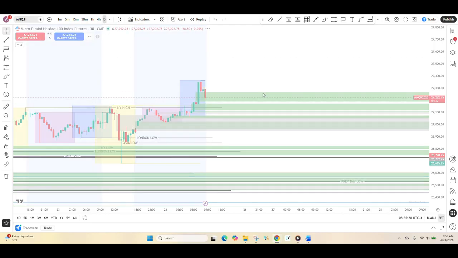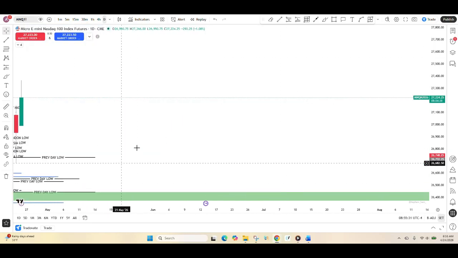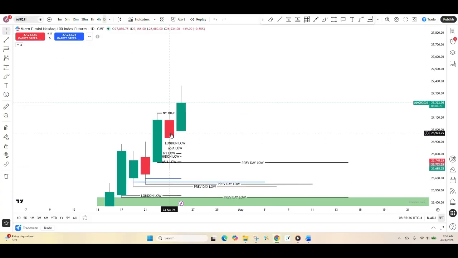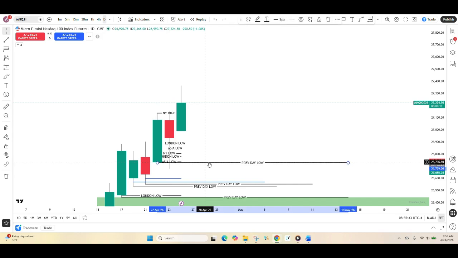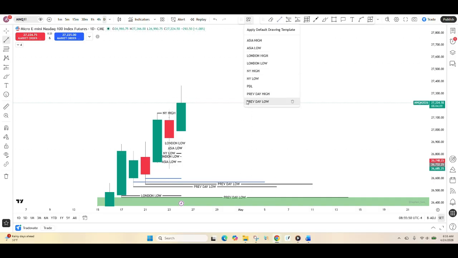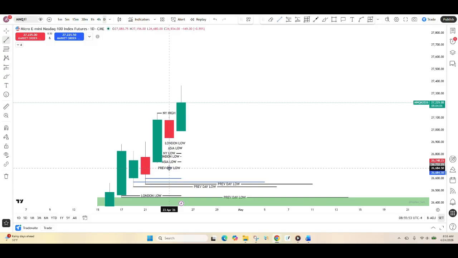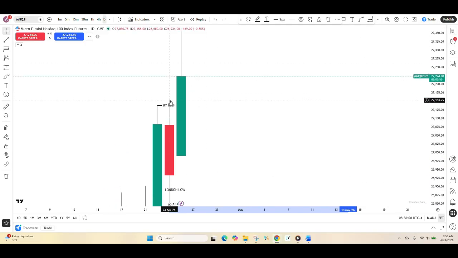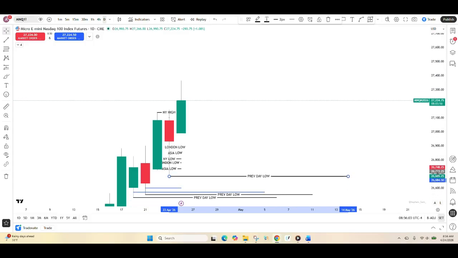Okay, starting out on the daily. Previous day, the prior previous day low was taken out, so I removed that. And I can mark out yesterday's low. Yesterday's high was already taken out, so nothing to do there.